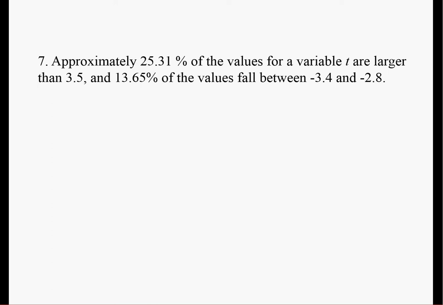Then we have another interval for the variable t. And this interval falls between two values, negative 3.4 and negative 2.8. So this is the second interval. So you need to write the second probability expression for this second interval. Okay. So now let's look at how do we express the probabilities for these two intervals.